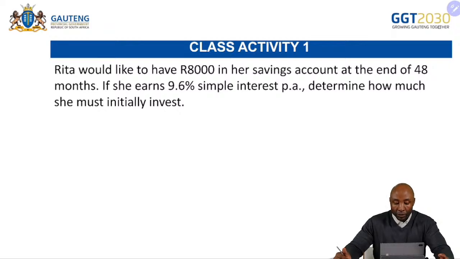Now, I will give you 3 minutes to answer that first question for me. Let's answer that activity 1. Remember, you read the question, you identify the keywords, you extract the information that can help you solve that problem before substituting into the correct formula. 3 minutes, let's answer that question.